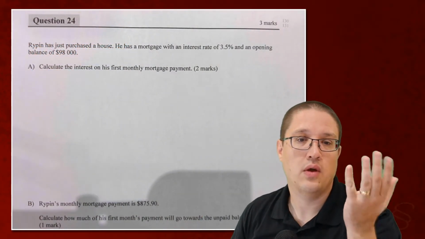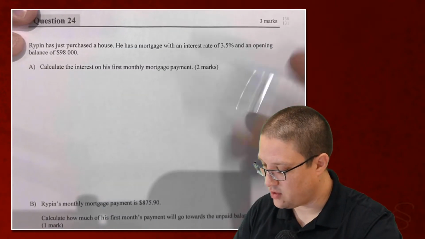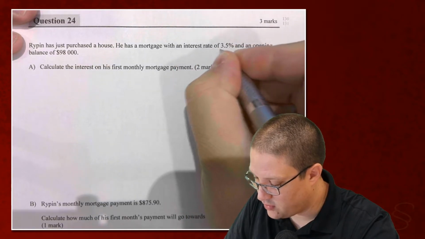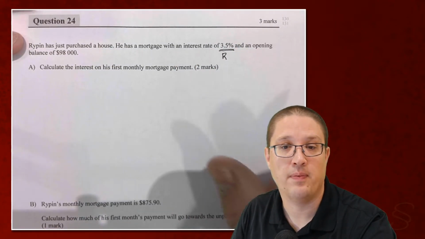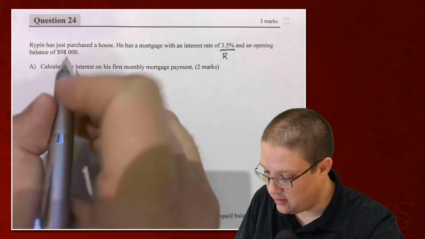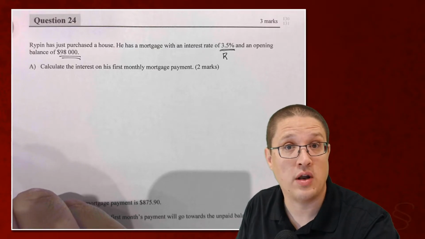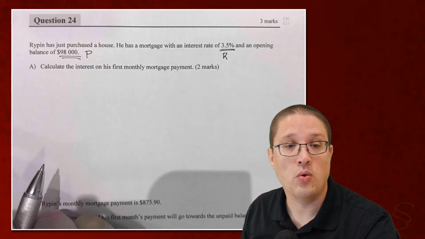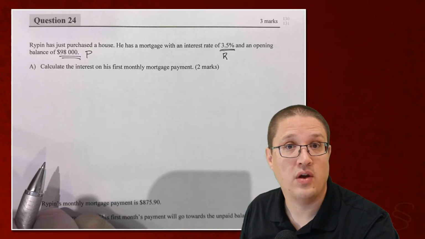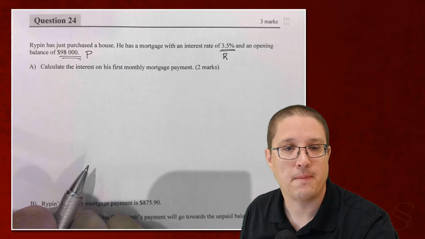So here we go. We have someone who's purchased a house. He has a mortgage with an interest rate. So it says interest rate right away. I know that is my R value. And an opening balance of $98,000. That is the starting amount, and that's going to be my principal. The opening balance or starting amount or the amount borrowed or principal, these all mean the same thing.